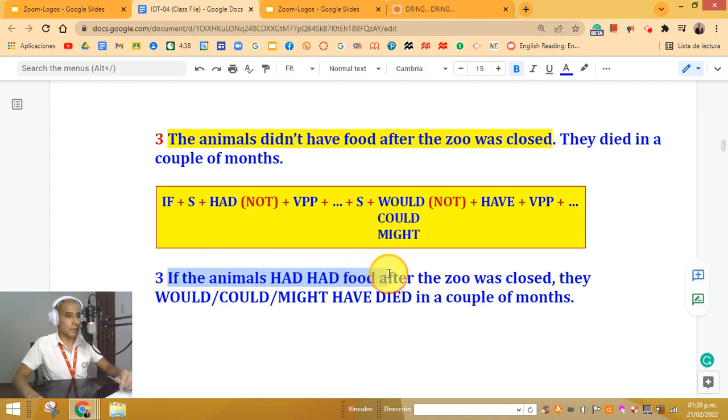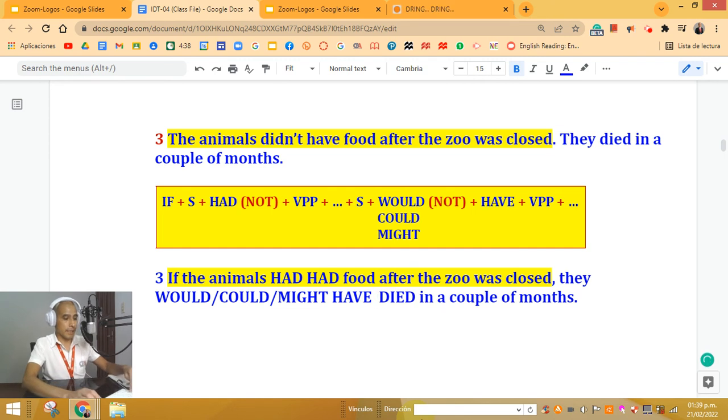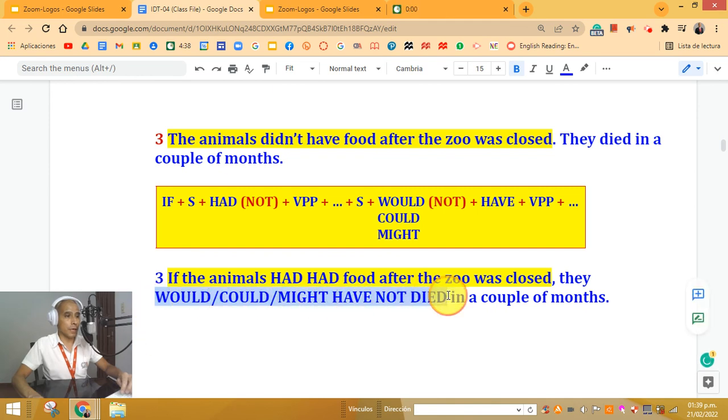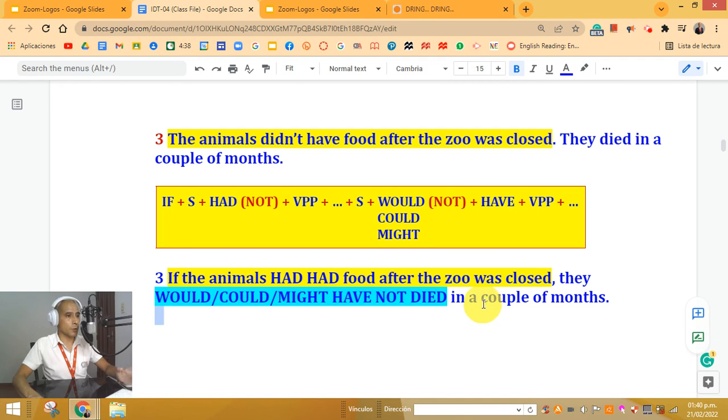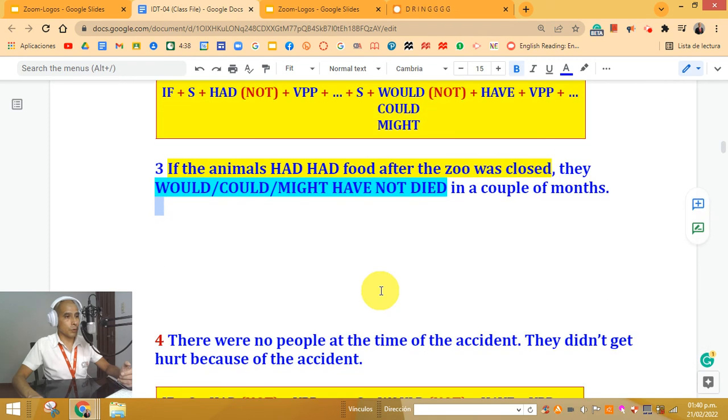If the animals had had food after the zoo was closed, this would be the conditional. I'm going to use yellow color. They would, could, might. Remember that I can use any of them. Have not. Remember, have not. It has to be in the negative form. Have not died in a couple of months. I'm going to use a light blue in order to highlight the words that are important in the result clause. Okay? We're going to continue with number 4.